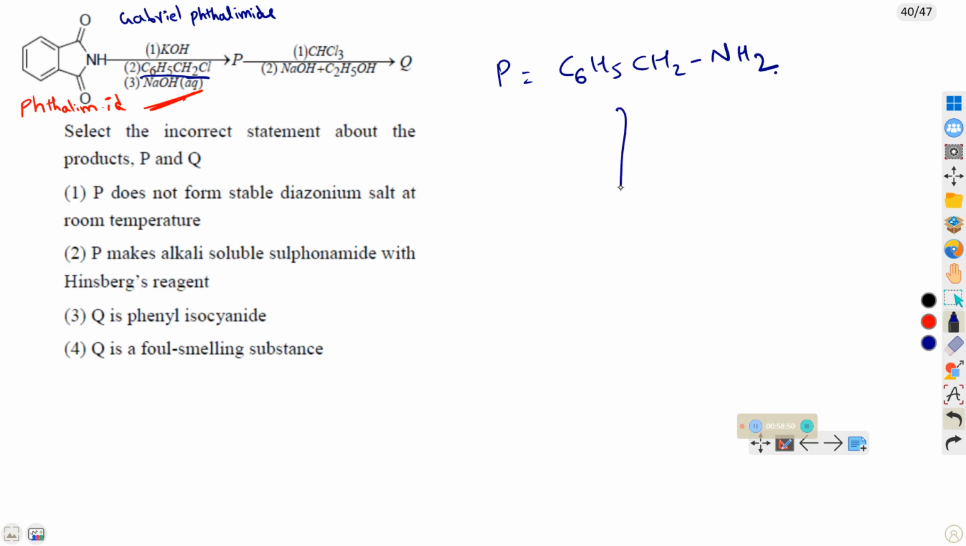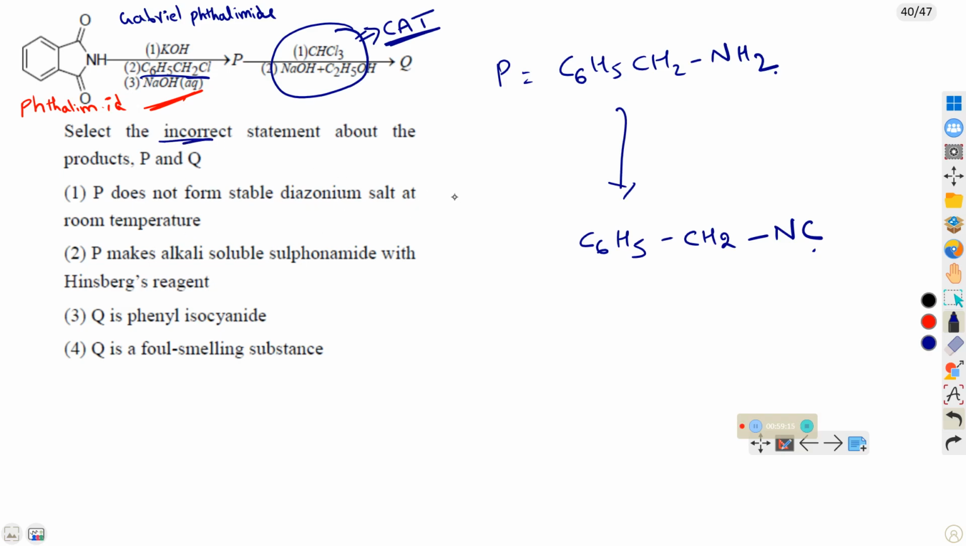Now P reacts with chloroform, NaOH, C2H5OH. The reaction is the carbylamine test. Then it gives isocyanide, C6H5CH2NC. P does not form stable diazonium salts at room temperature. Incorrect statement. This is actually correct.